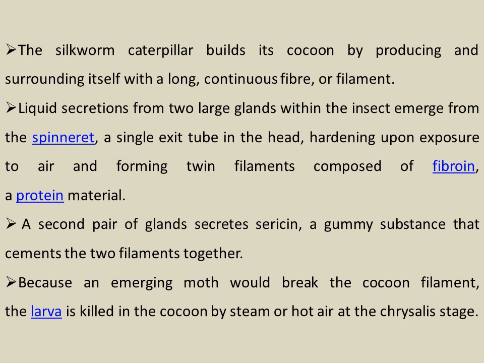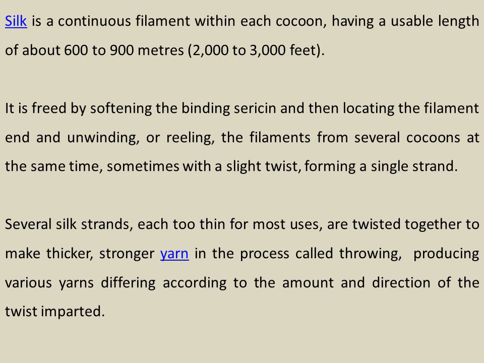The silkworm caterpillar builds its cocoon by producing and surrounding itself with a long continuous fiber or filament. Liquid secretions from two large glands within the insect emerge from the spinneret, a single exit tube in the head, hardening upon exposure to air and forming twin filaments composed of fibroin and protein material. A second pair of glands secretes sericin, a gummy substance that cements the two filaments together. Because an emerging moth would break the cocoon filament, the larva is killed in the cocoon by steam or hot air at the chrysalis stage.